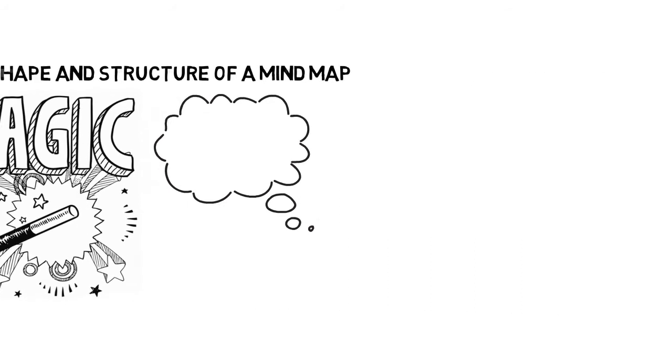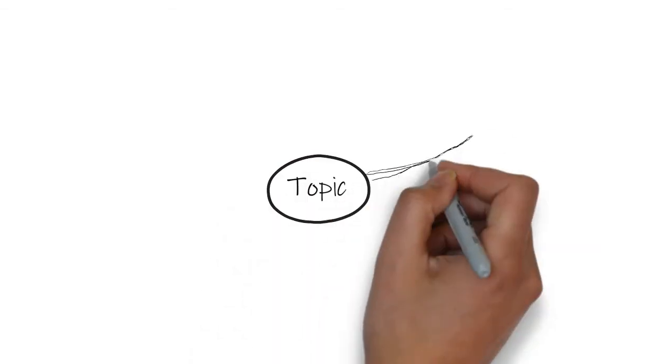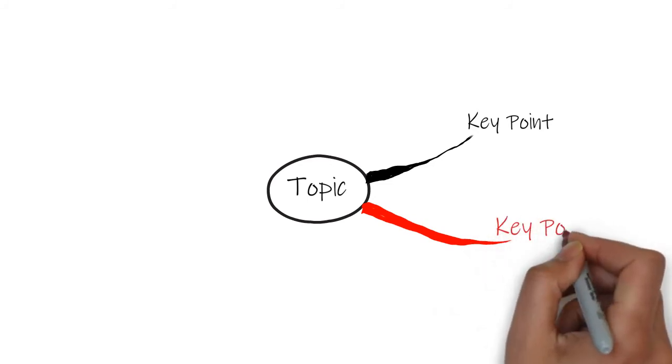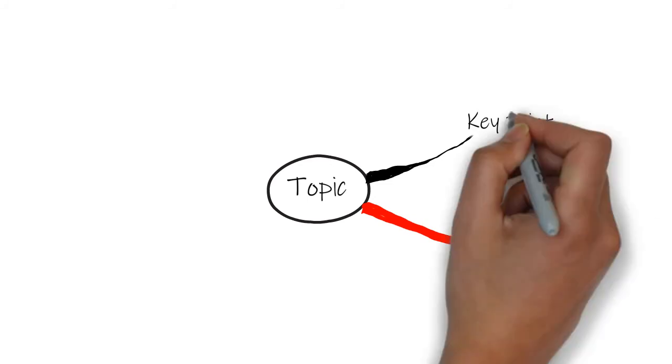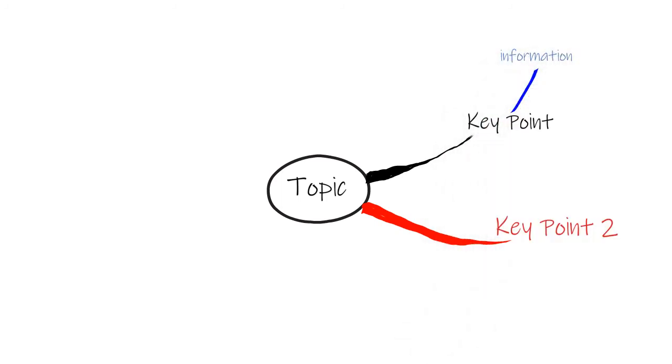Simply write the subject or topic in the centre of the page and draw a circle around it. Identify key points or important facts and draw lines out from the centre for each key point. Use single words or simple phrases to keep the mind map clear and easy to read. Then dive deeper and explore each key point for the next level of information.